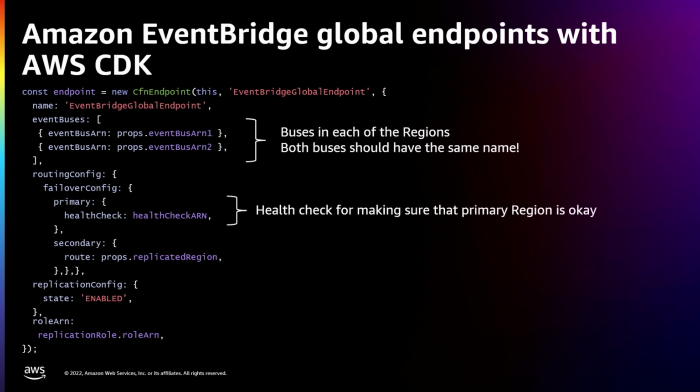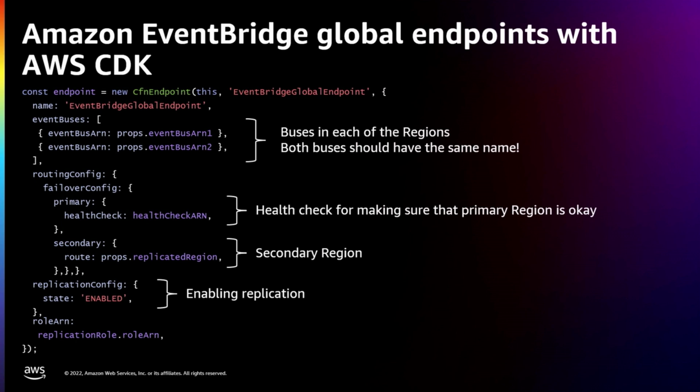Then you need to configure your routing, and you need to configure a health check. This is in the level of DNS that will decide if your primary region is kind of working or not. And if something is broken, then it will trigger the secondary region that is defined there. And finally, you need to enable replication.